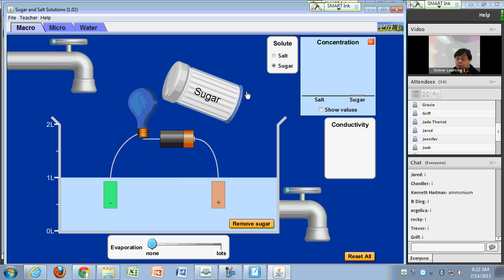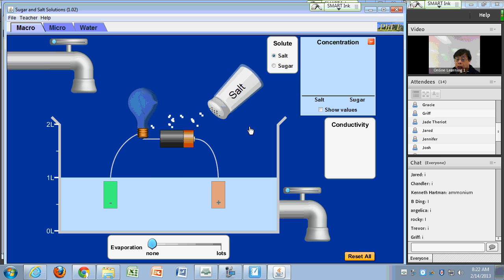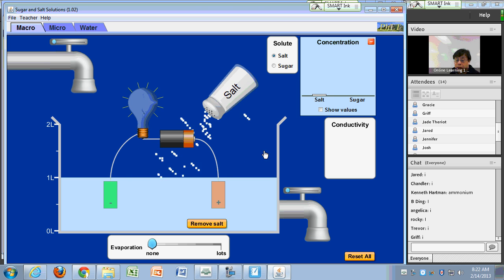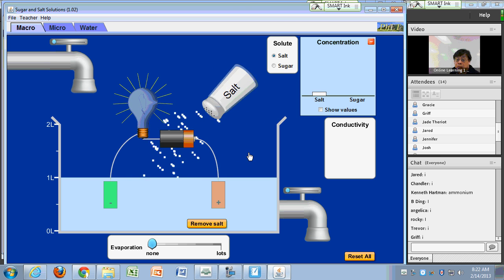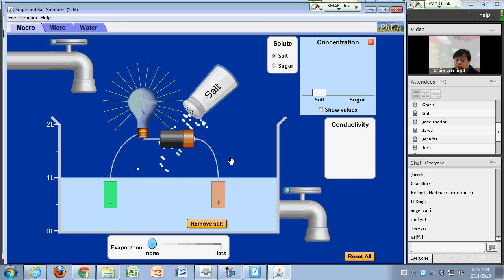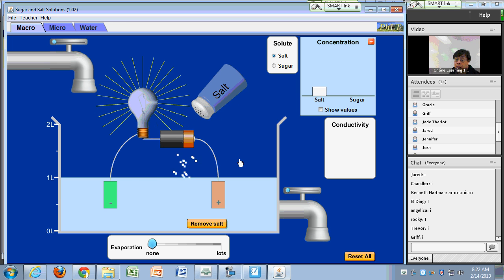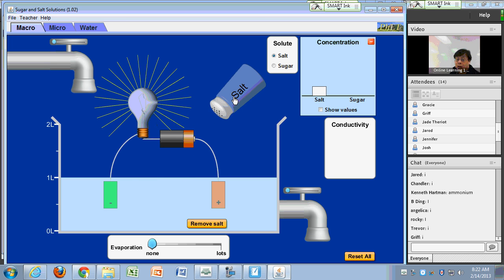It's a molecular compound. Whereas if I shake salt into it, I'm going to remove all my sugar and put some salt into it instead. What happens is if I add some salt into my water, you'll see that the light bulb here starts to come on. So what I've done is I've made a mixture that conducts electricity. So salt is an example of a strong electrolyte.